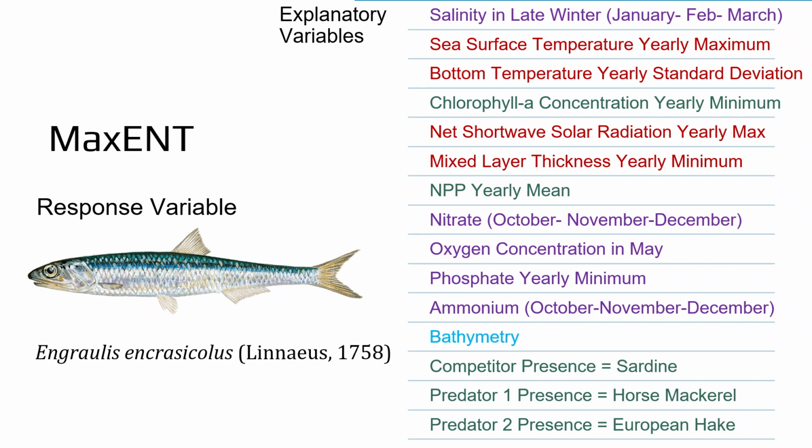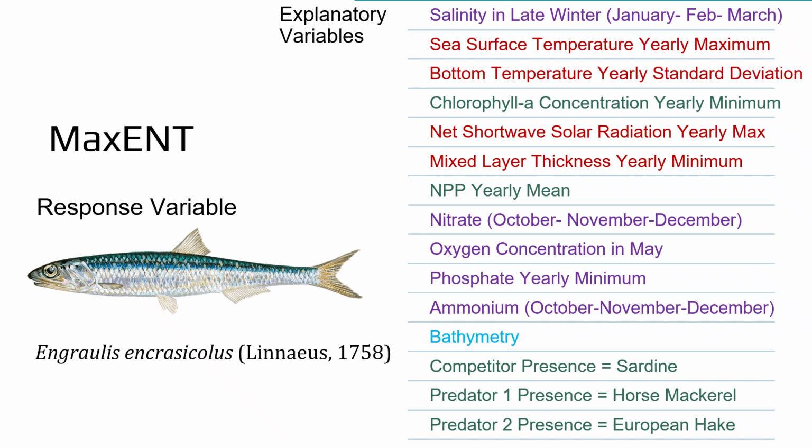For our species at hand, we're looking at the European anchovy. This is the response variable, or our X, here in the model. We have 11 total possible explanatory variables that could be included as our Y. A maximum entropy model is what's known as a static model, so time isn't a component. We only have an X and a Y variable. Time would give us a Z.